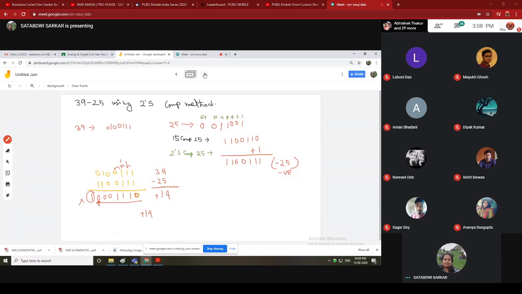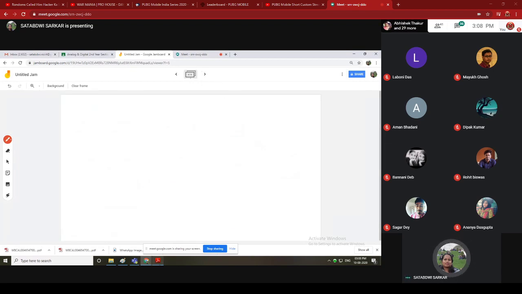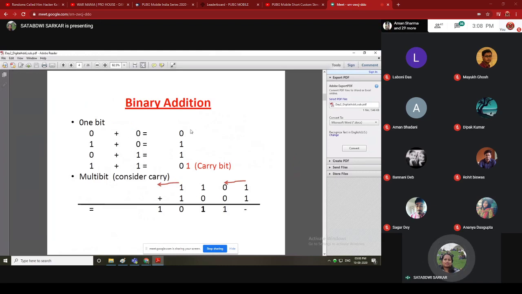Okay, now we will discuss. See here in the slides, can you see this? This is binary addition. This is the rule. We are just adding 1 and 1, it would be 0, and here one carry is generated. So we are putting the carry. And 1 plus 0 is 1, 1, 1, 0, and carry 1 is generated.